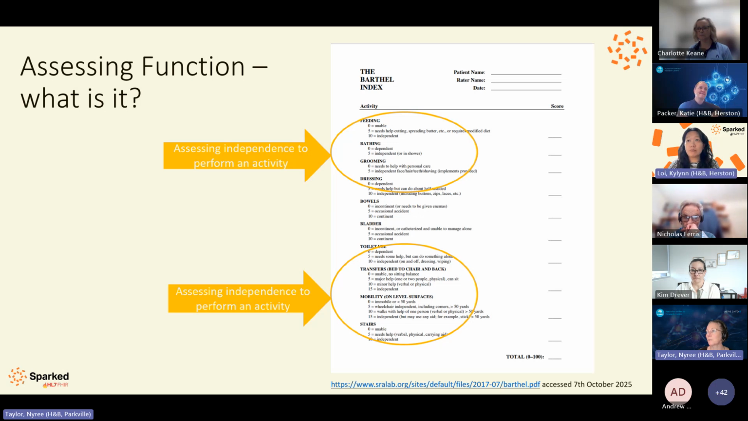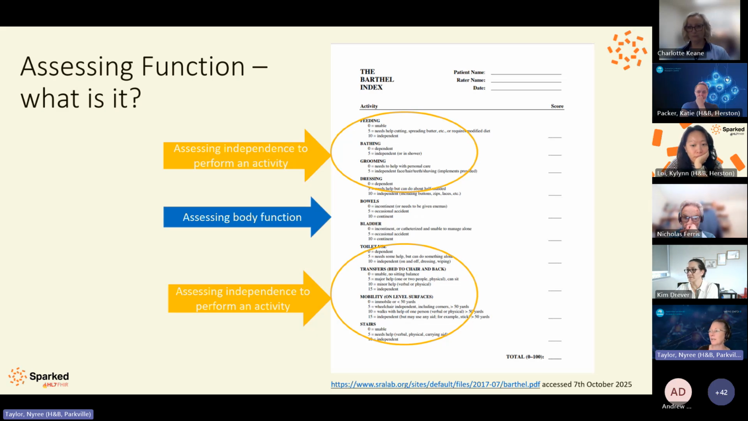And whereas when we start to look at bowels and bladder, which are the 2 items in the middle, we start to see a separation. Now, hang on a sec, we're not looking at how they're performing that activity. We're actually looking at the body function. So we're looking at, are they incontinent or continent? And we start to see that in a standardized validated tool, there's different concepts that we're trying to understand as clinicians when we are modelling.